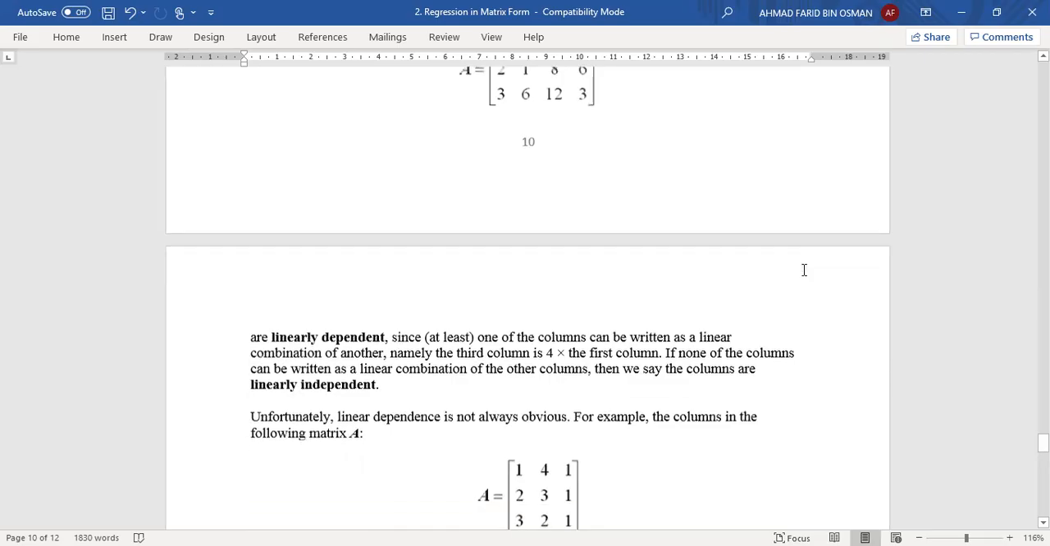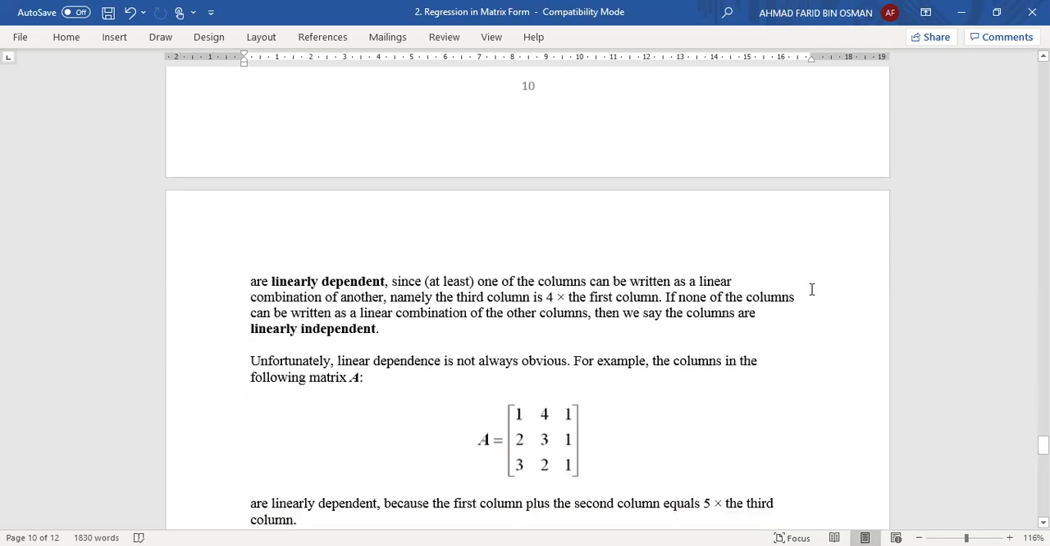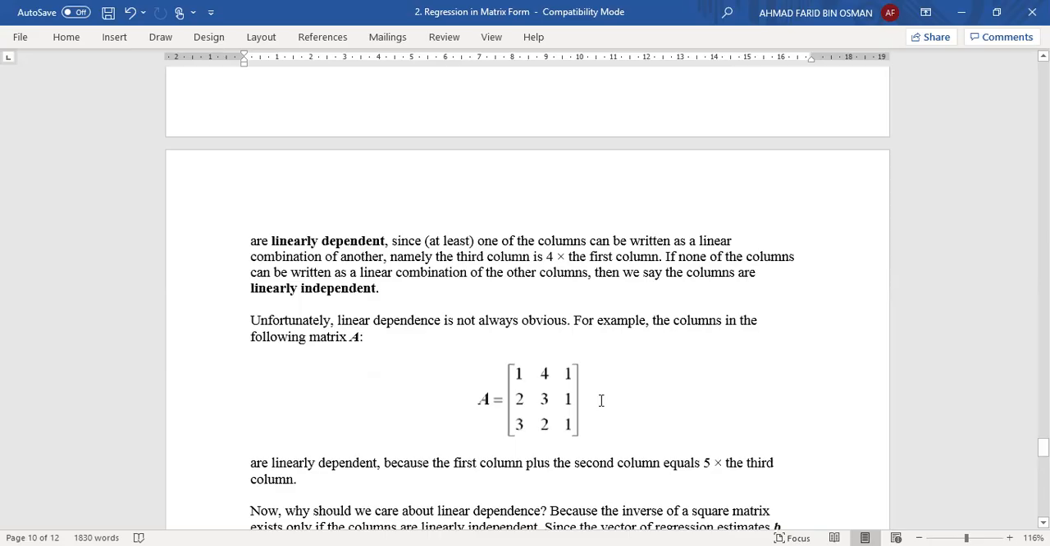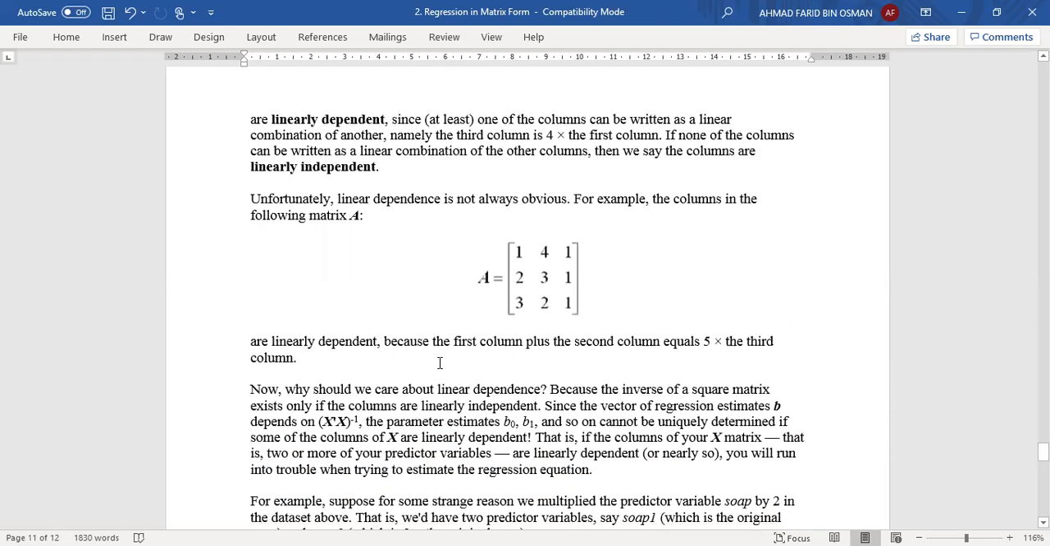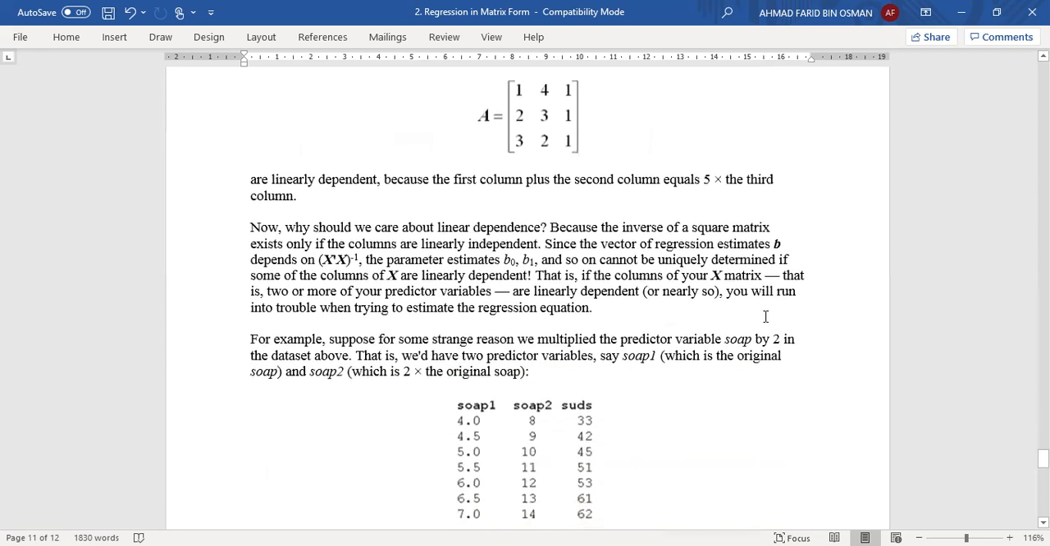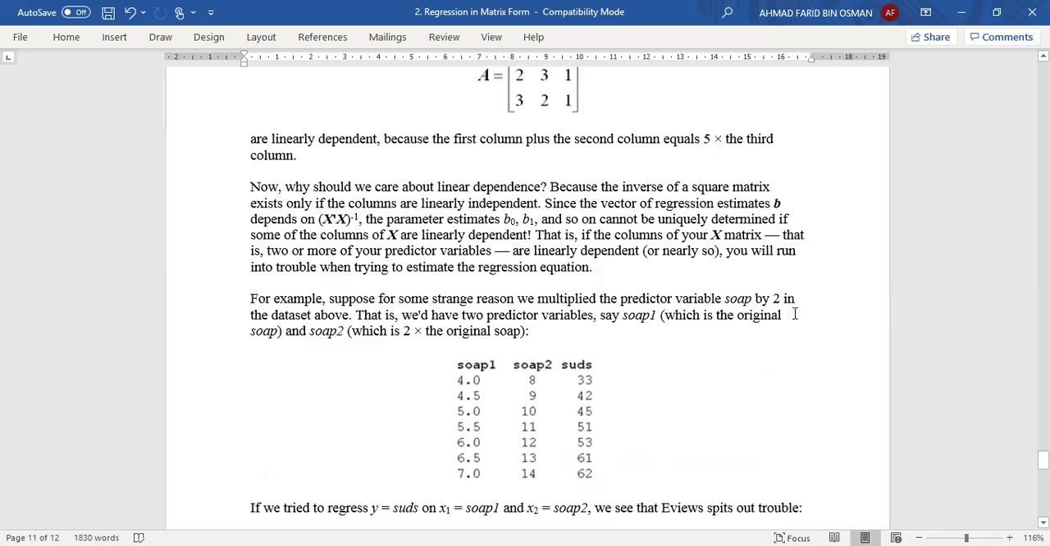Unfortunately, linear dependence is not always obvious. For example, the columns in the following matrix are linearly dependent because the first column plus the second column equals 5 times the third column. Now, why should we care about linear dependence? Because the inverse of a square matrix exists only if the columns are linearly independent.